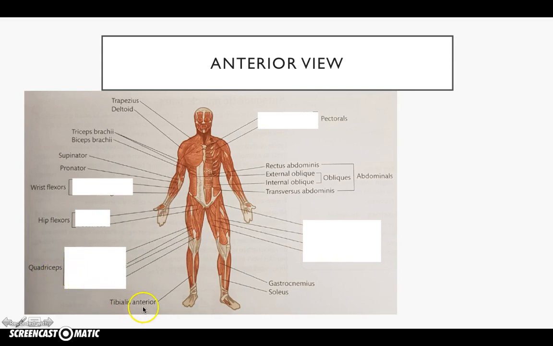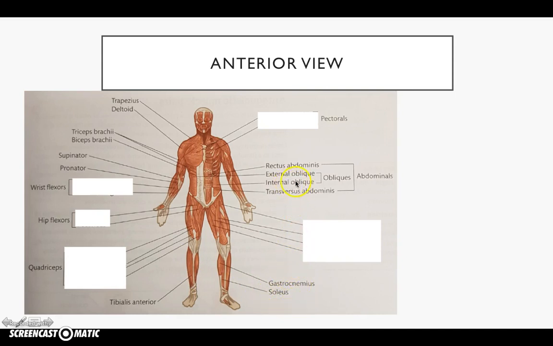Then we have tibialis anterior. That's basically in front of the tibia or the shin bone. Tibialis anterior. Tibia, because it lies on the tibia. Anterior, because it's at the front. So the front of the tibia. Tibialis anterior. Ignore these two for now because we're going to look at them on the posterior aspect.